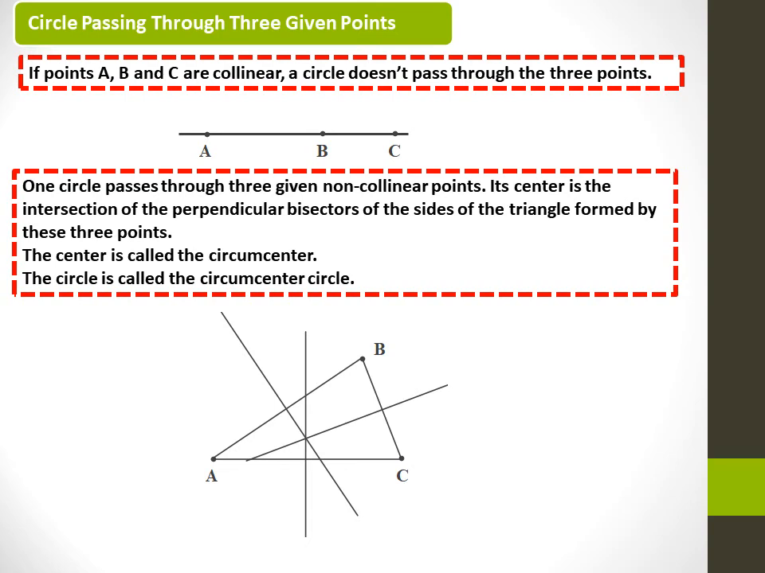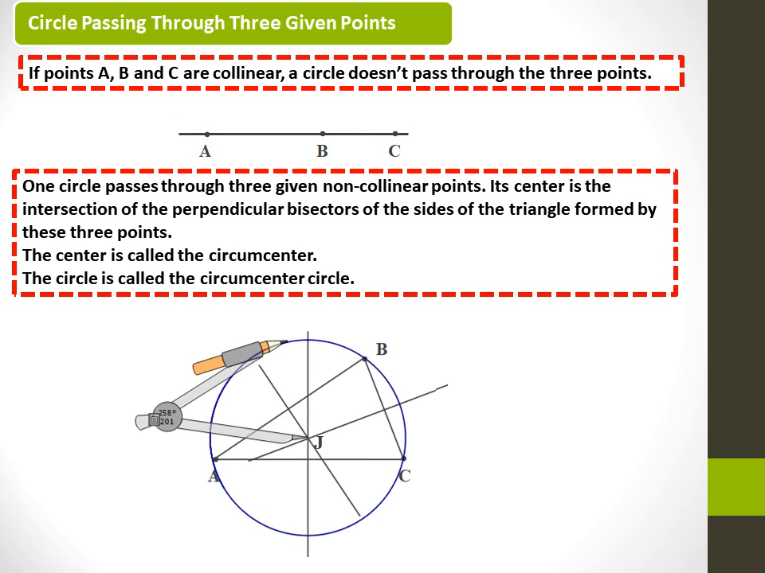The point of intersection of the perpendicular bisectors is the center of the circle passing through the 3 points. At last, draw the circle of center J and of radius JB. The circle passes through the 3 points A, B, and C.